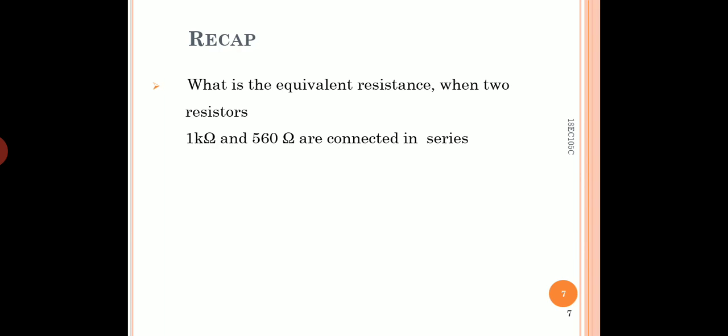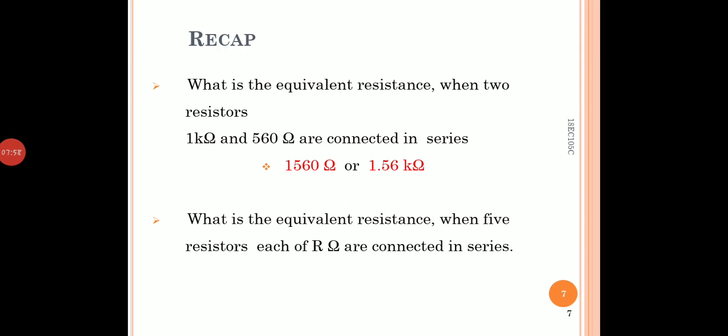So it should be 1560 ohms or 1.56 K. Then what is the equivalent resistance when 5 resistors each of R ohms are connected in series? That in series, how much should it be? It should be 5R.